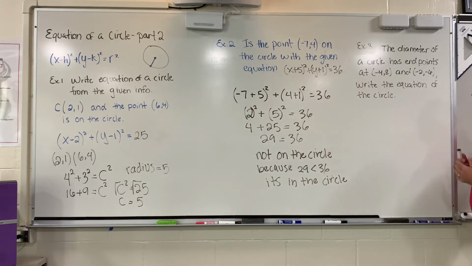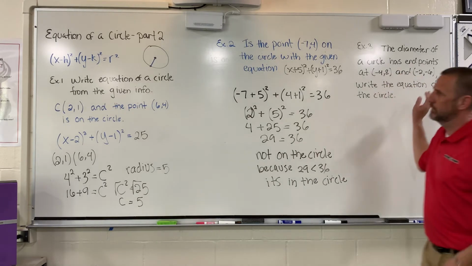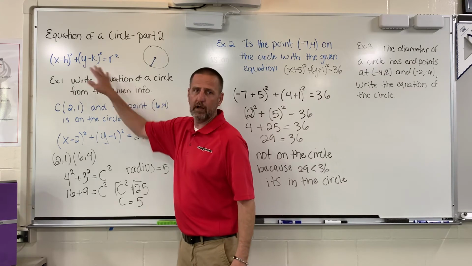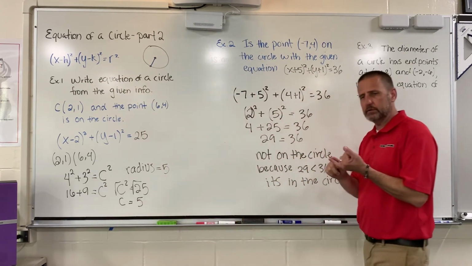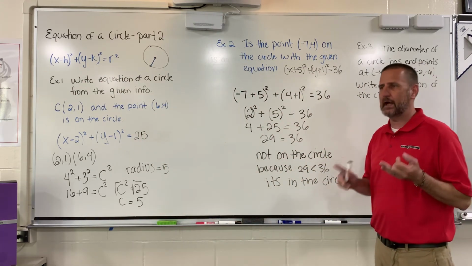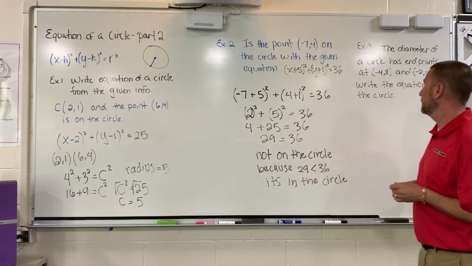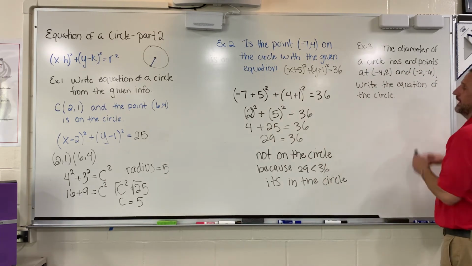Last problem. The diameter of a circle has endpoints (-4, 8) and (-2, -6). Write the equation of the circle. Well, I got a problem here. I've got 2 sets of numbers, and they are not what I need. I need to know 2 things, the center and the radius, and I don't have either. I do, however, know that they are on a diameter.